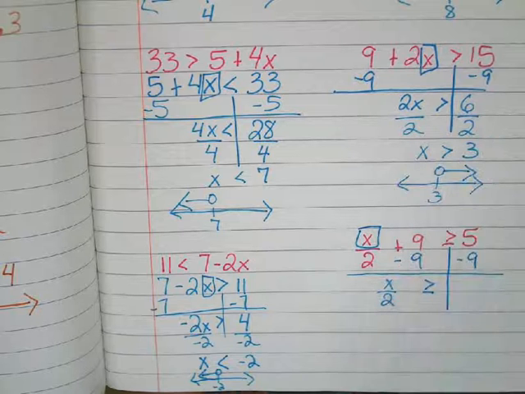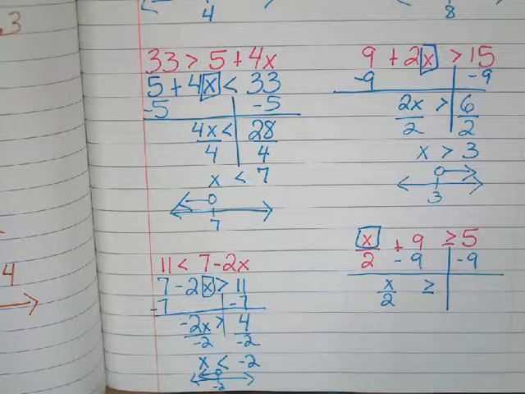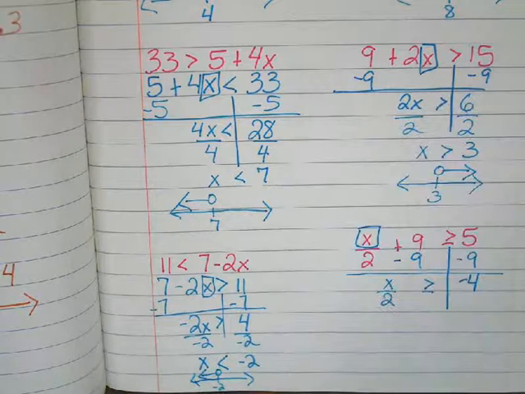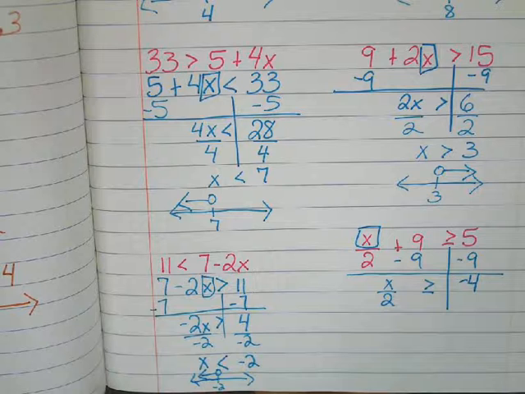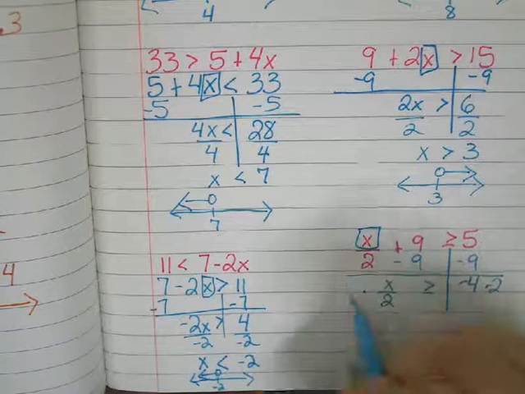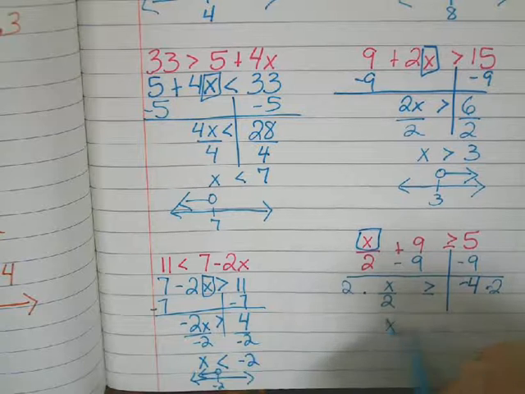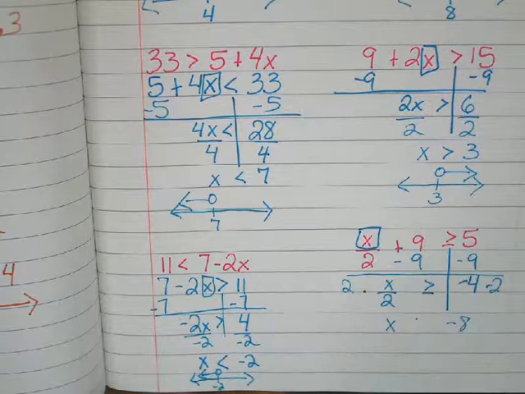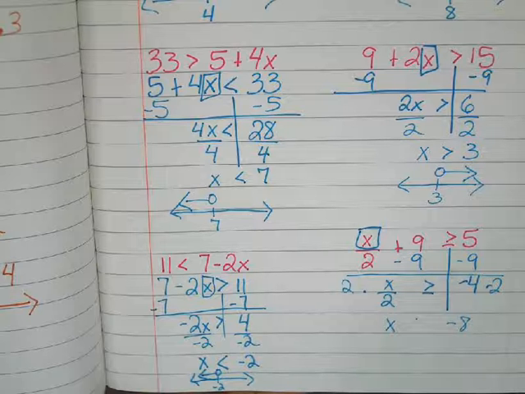Negative 4. Now what do I need to do? What am I going to multiply by? 2. Multiply by 2 on each side. So I have x and then negative 8. Do I need to switch my sign? Yeah. Wait. Yeah. No. I have a negative though. Do I need to switch it?